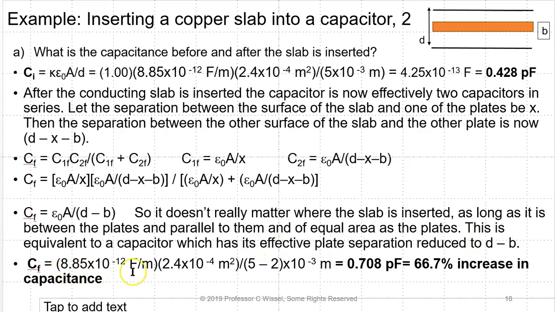CF is then epsilon naught times the area, which is 2.4 times 10 to the minus 4th square meters, divided by the new plate separation, which is 3 times 10 to the minus 3 meters. And that is 0.708 picofarads. That is a 66.7% increase in capacitance, which makes sense because when you push the plates together, the capacitance increases.